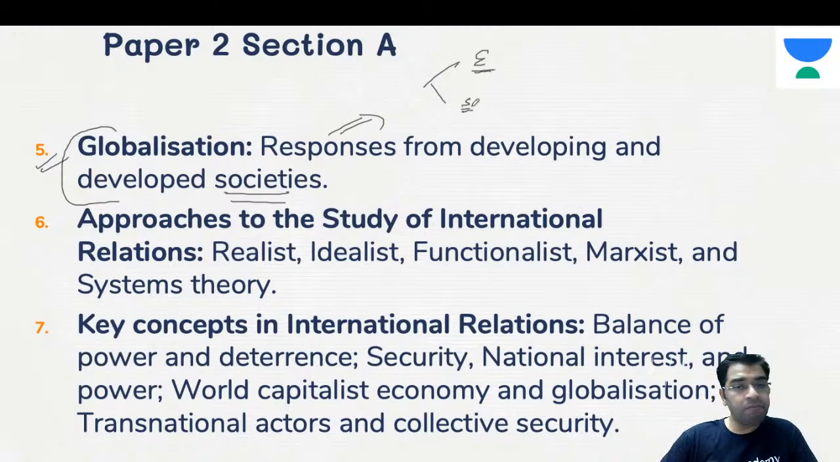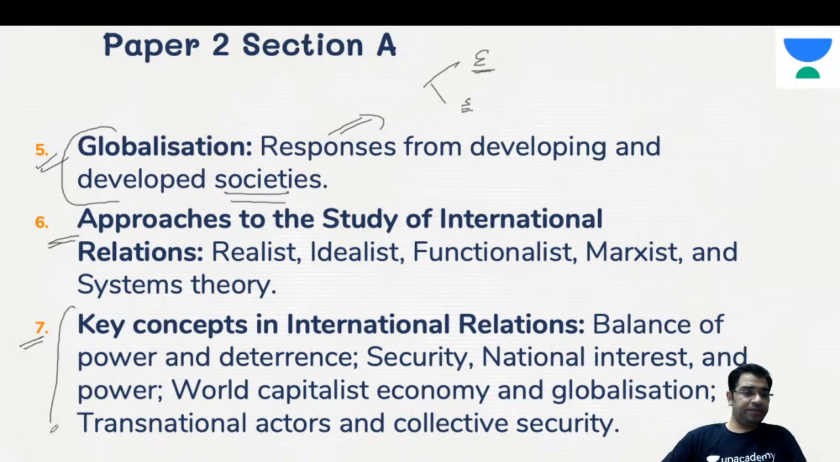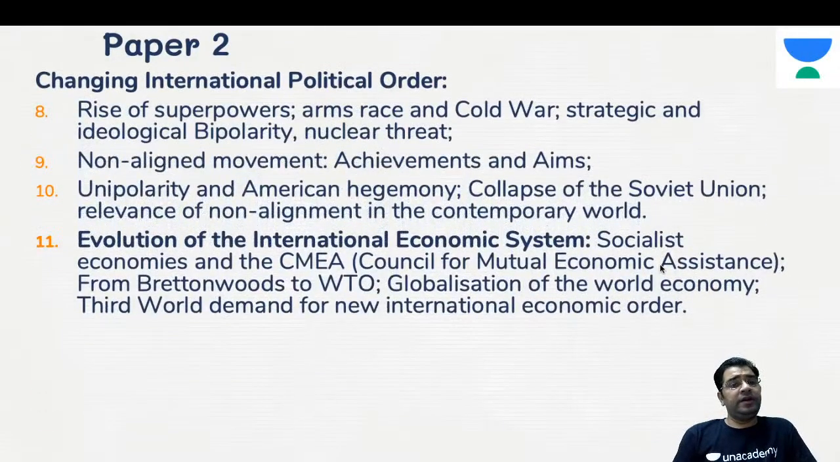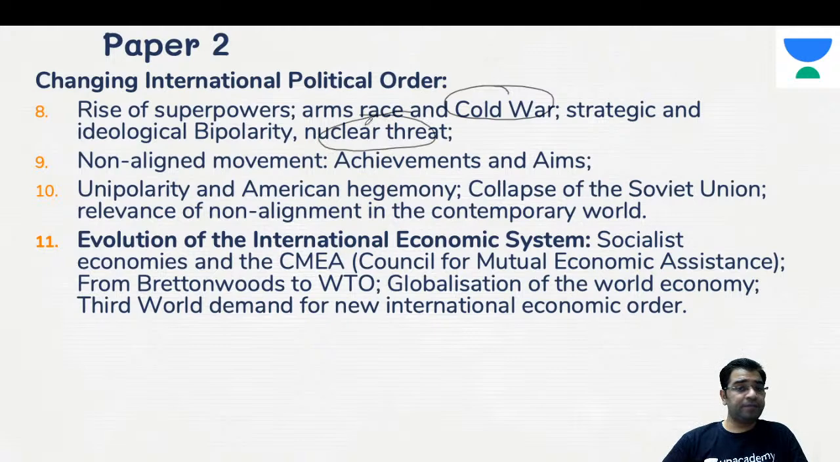Clear? Then you have various approaches. Then key concepts of international relations. These are purely part and parcel of the theory section of PSIR. Then next you will see the changing international political order. Again, this is something from your day-to-day current affairs. Cold War, nuclear threat. Then you have hegemony. Then the international economic system, WTO.